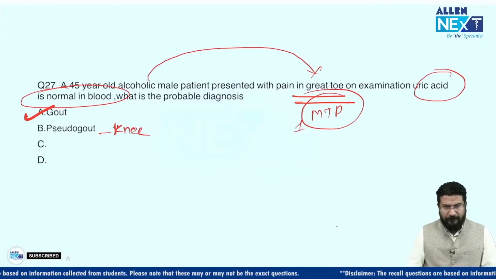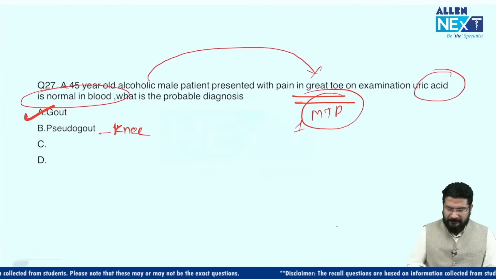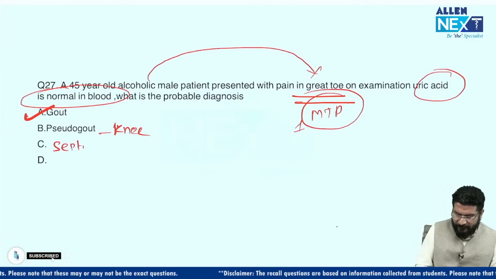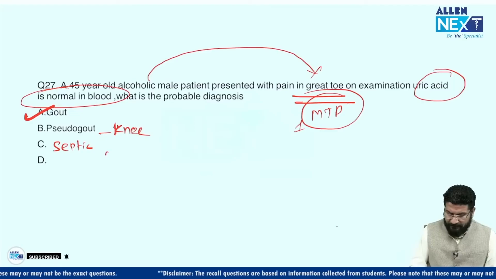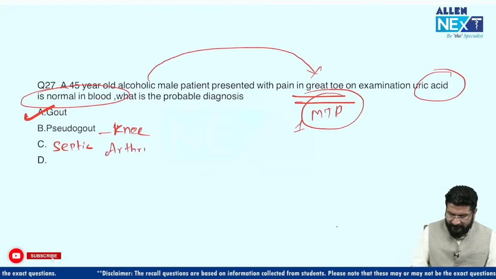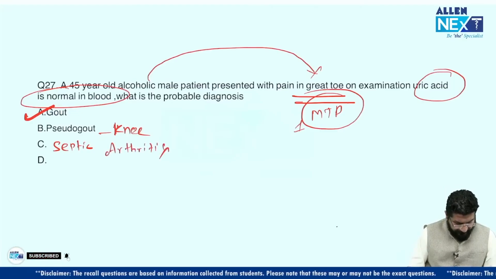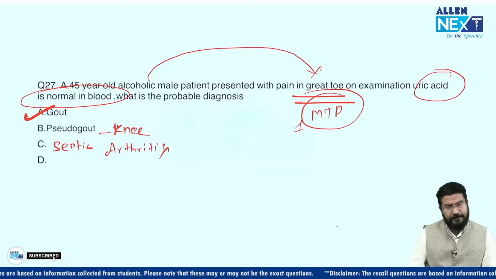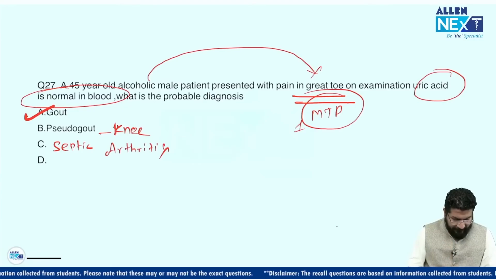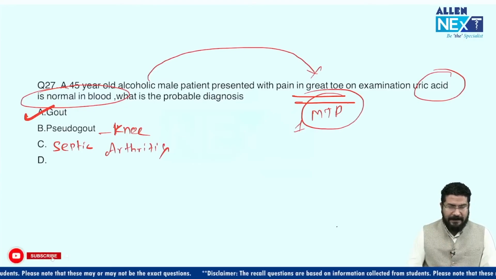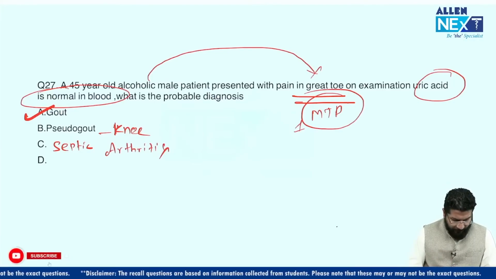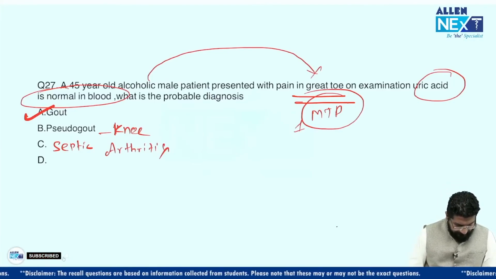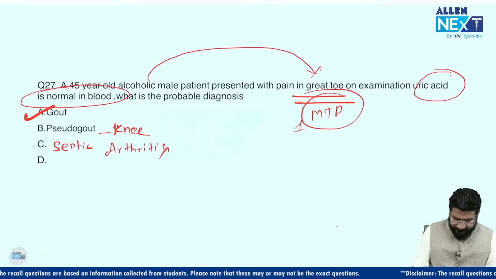I don't know what the other options were. Maybe another option could be septic arthritis. For septic arthritis, there should be a history of high TLC and fever. Then there can be an option of reactive arthritis. WBC present in synovial fluid is suggestive of gout, like a gout attack. A gout attack is precipitating in the patient, which is why the patient can develop more WBC. Clear? What else was mentioned? Reactive arthritis.